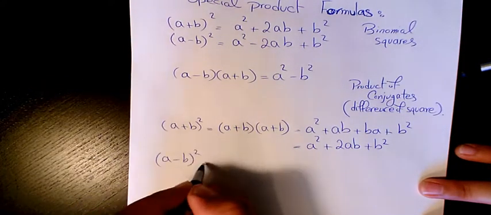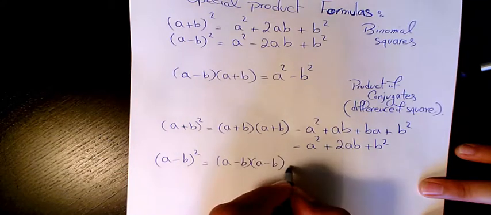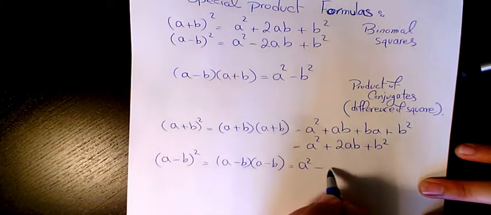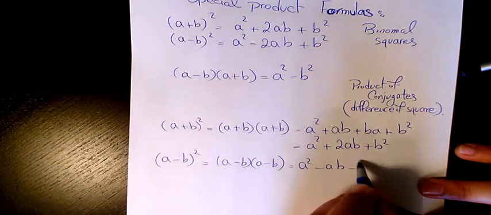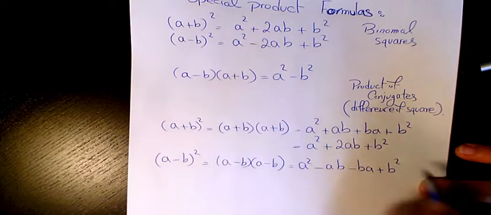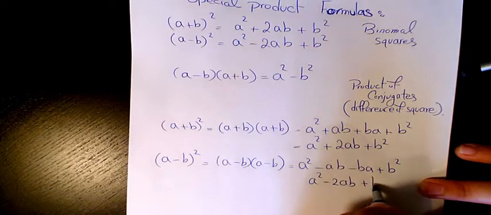And then we have (a - b) squared. It's going to be (a - b) times (a - b). It's going to be a squared, then negative ab, negative ba, plus negative b times negative b, which is going to be positive b squared. So we have a squared minus 2ab plus b squared.